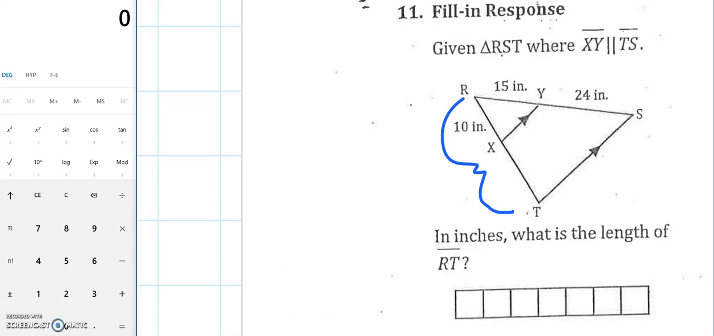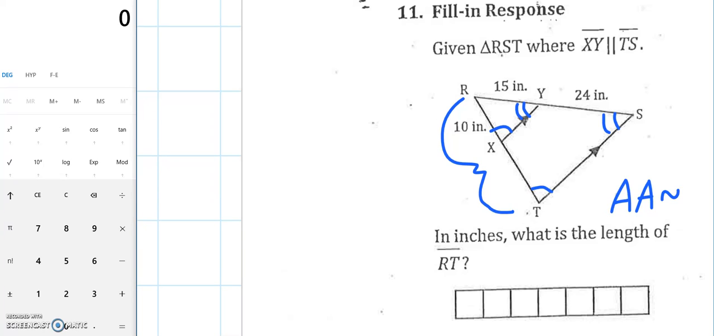What happens when those two lines are parallel is they form corresponding angles, which means the angles at X and T are congruent, and the angles at Y and S are congruent, because of the corresponding angle theorem of parallel lines cut by a transversal. Now with those two angles being congruent, AA similarity says that the little triangle RXY is similar to the big triangle RTS. So what we can do here is match some things up and set up a proportion.